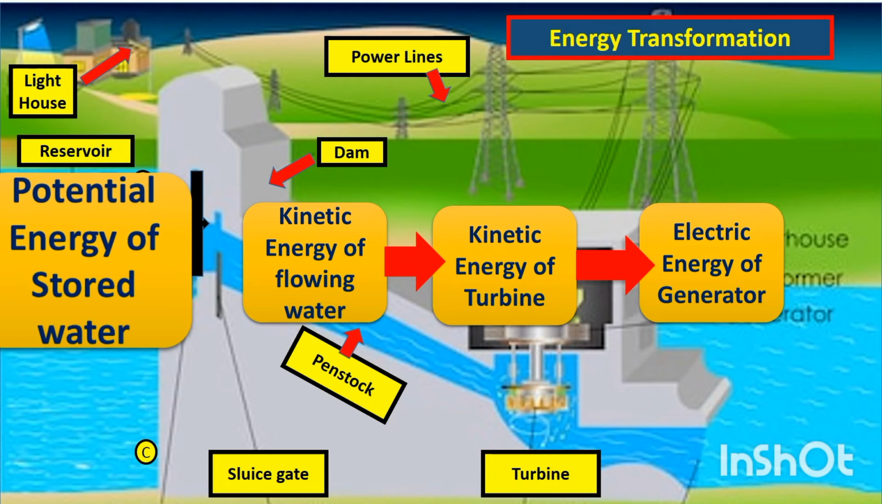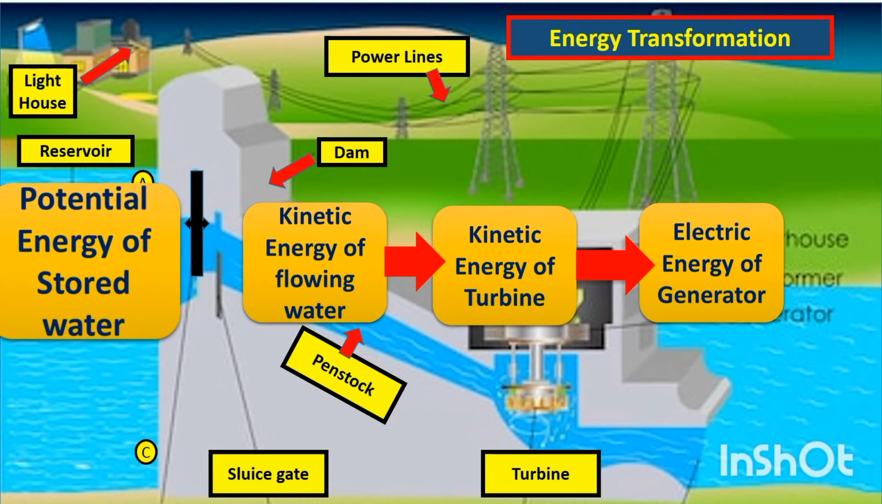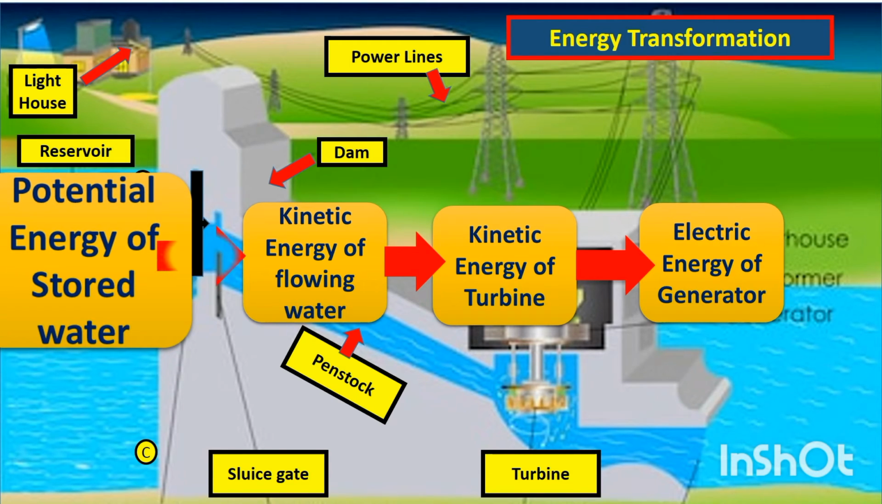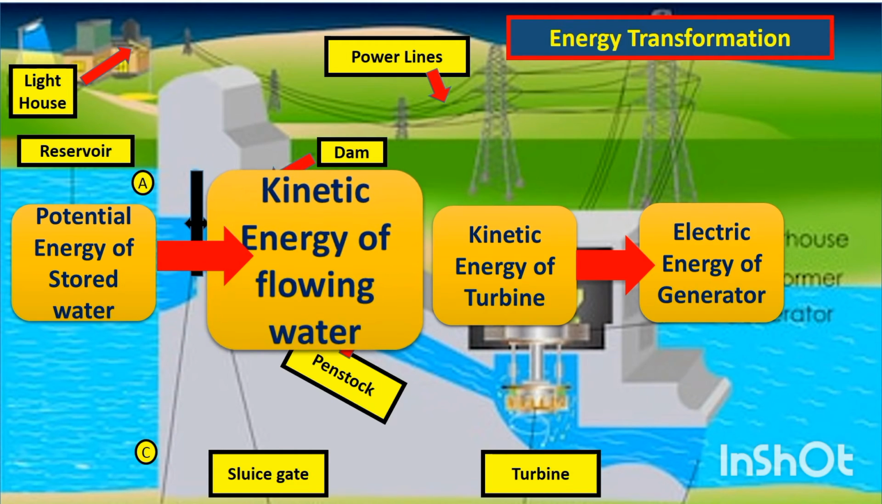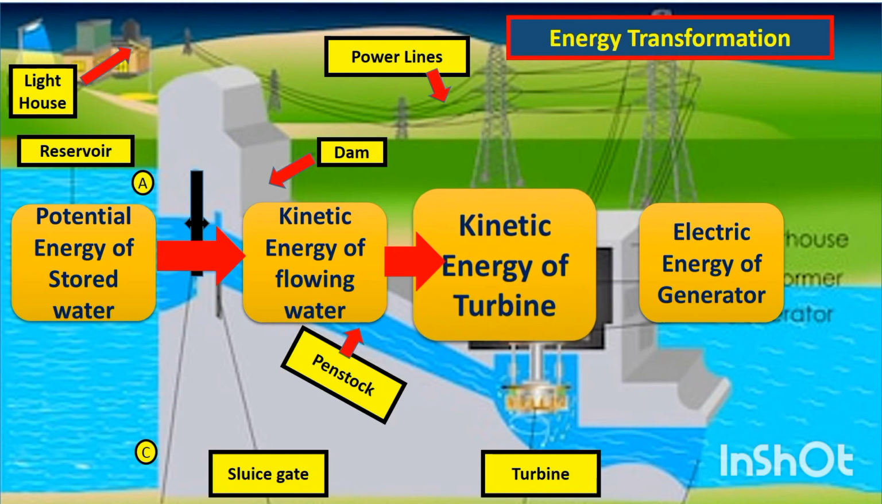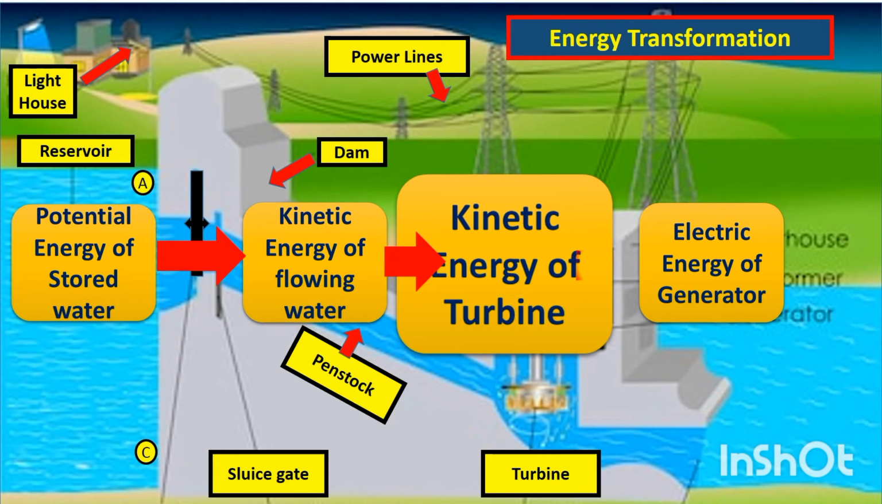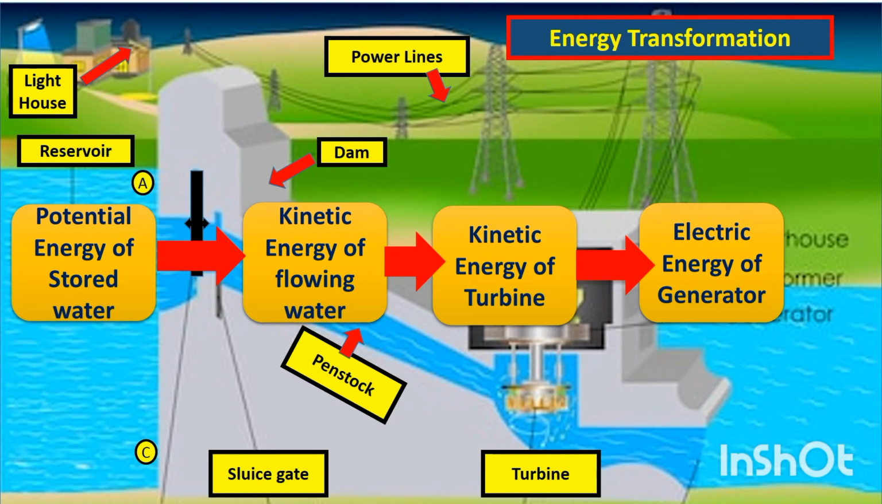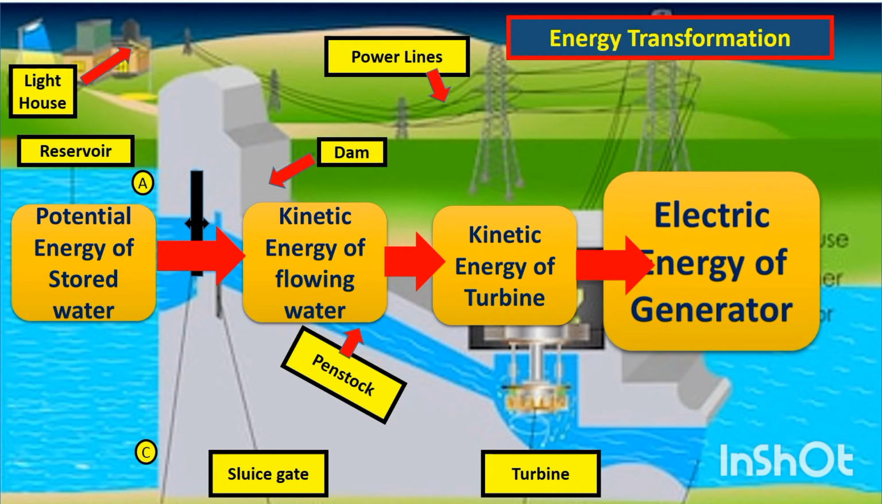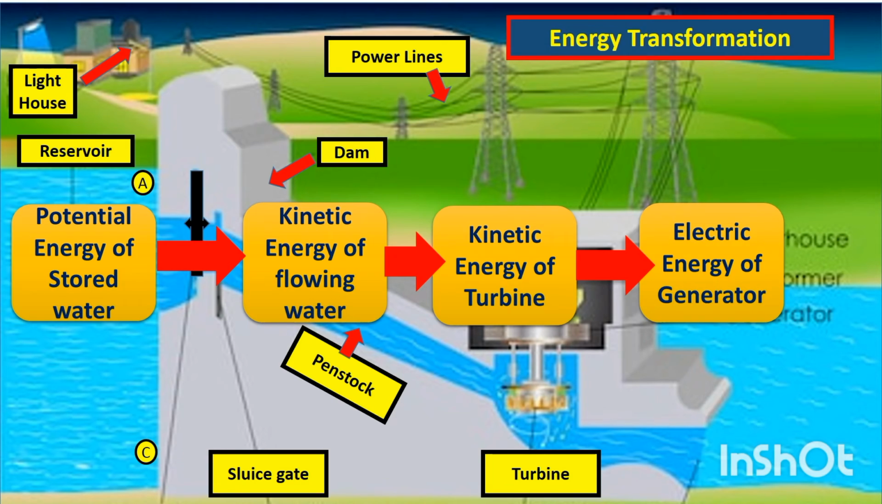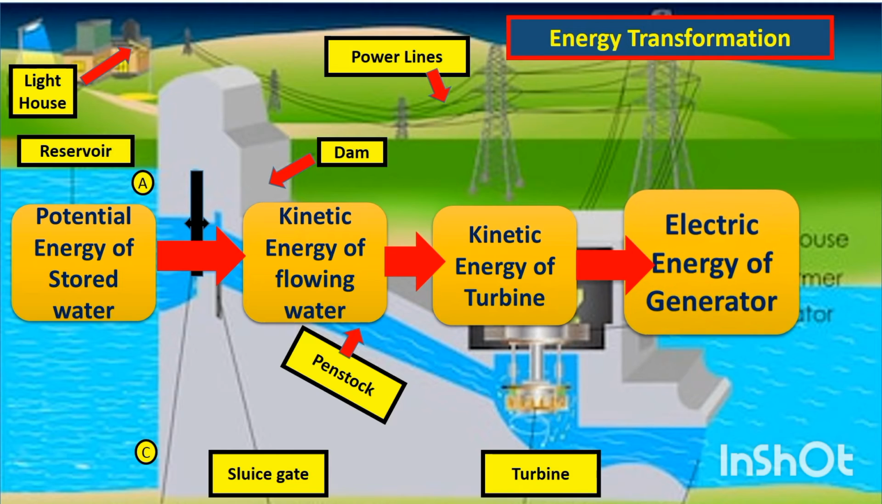First, water in reservoir has potential energy, which is transformed into kinetic energy when it starts flowing through the penstock after opening the sluice gate. Rotation of turbine again generates kinetic energy. Rotating turbine can rotate the generator, in which finally kinetic energy is transformed into electric energy.